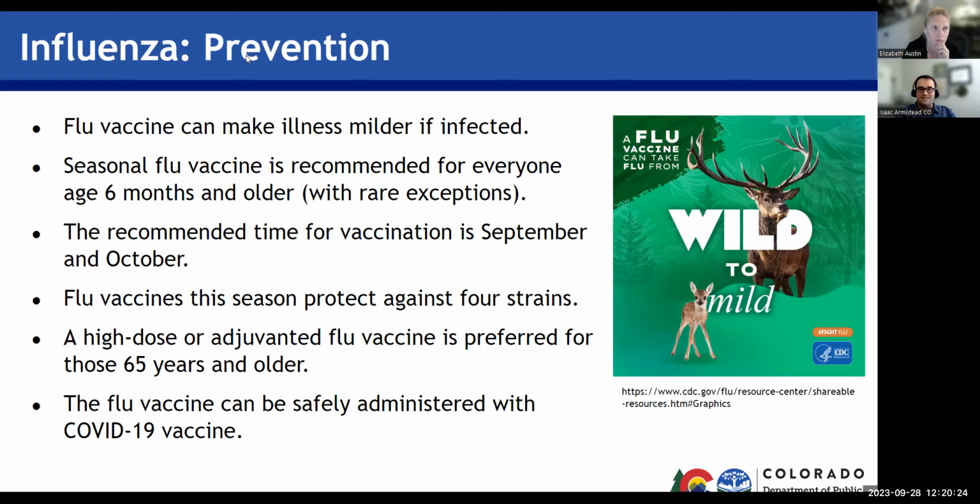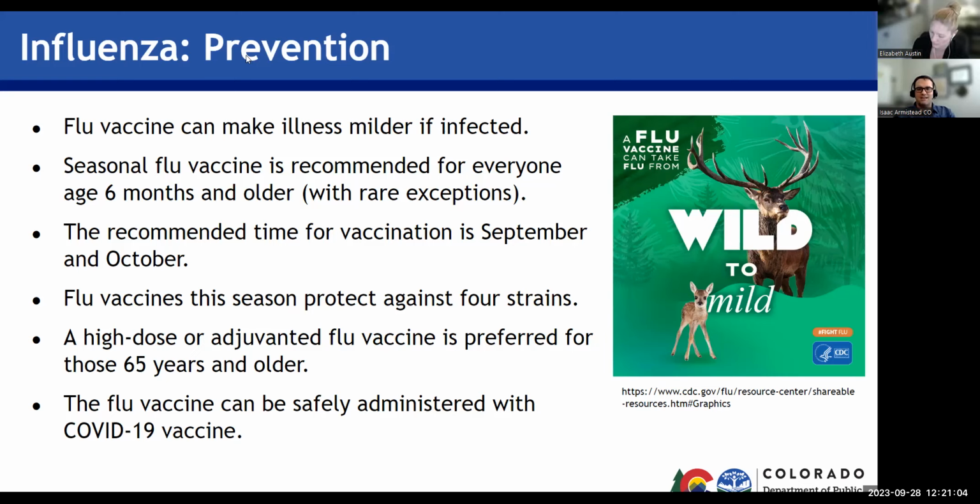And the flu vaccine this season is recommended for everyone 6 months of age and older, with rare exceptions. So no change in that recommendation for this season compared to last year's. And as I was alluding to a moment ago, the recommended time for vaccination is right now, the months of September and October. This doesn't mean that vaccination should not occur after October. CDC does recommend that vaccination occur as long as flu virus is circulating in order to prevent illness in those who may have not been vaccinated earlier.